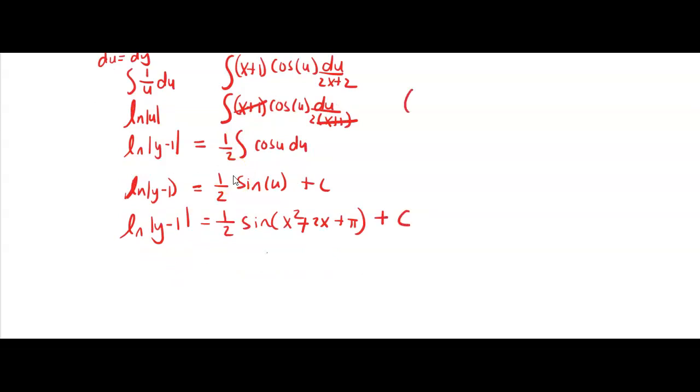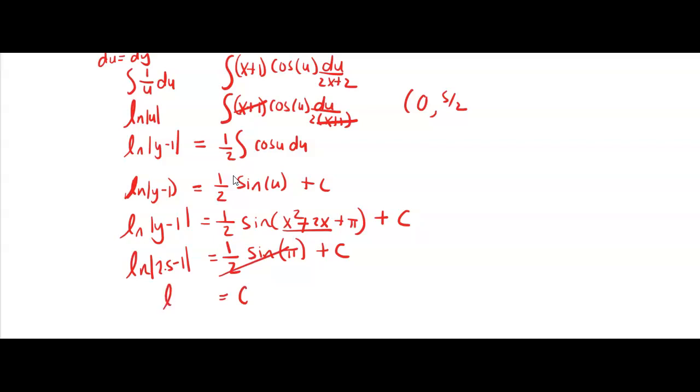The initial condition that they gave us was 0, 5/2. So we'll go ahead and plug that in here. They're not very attractive numbers to work with. 5/2 is about 2.5. So I'll plug that in there for y. And plugging in 0 for x, all of that's going to go away and just leave me with pi. And sine of pi is 0, and 0 times 1/2 is 0. So this whole thing just goes away. And basically we end up with c is equal to ln of 1.5. So there's my c value.